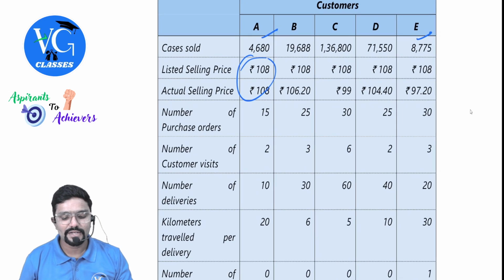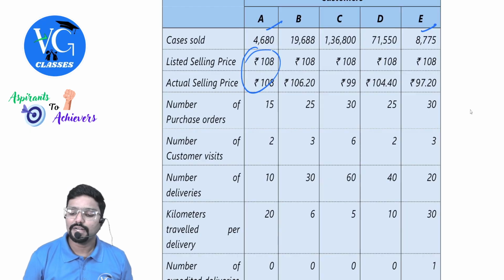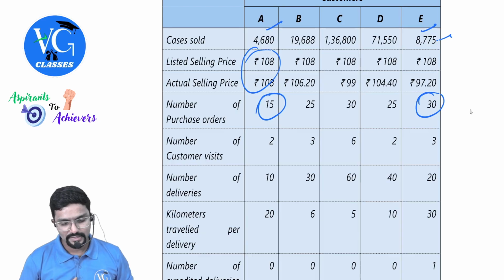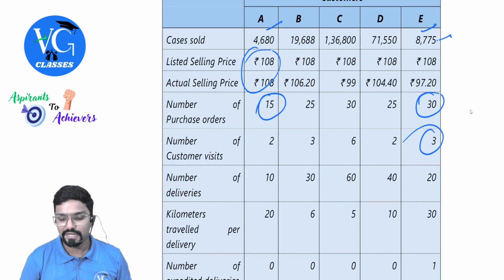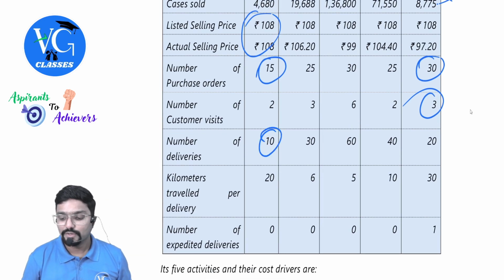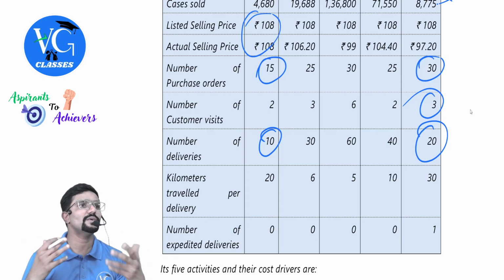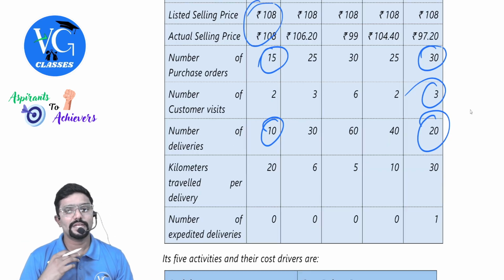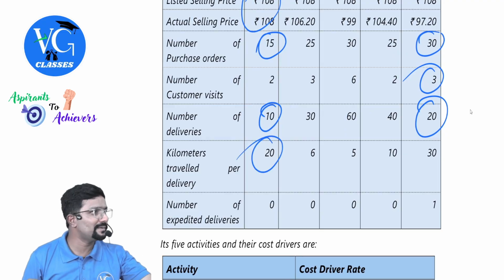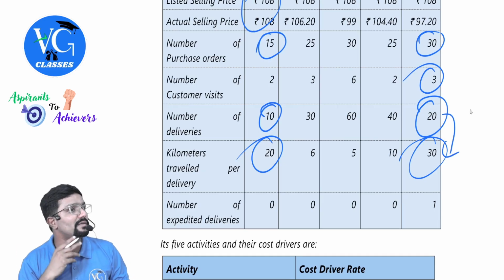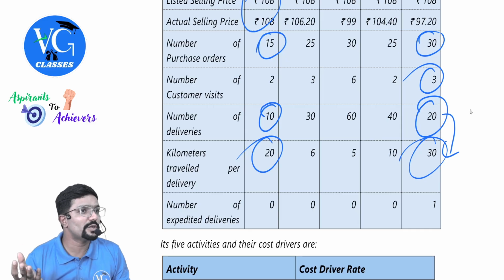And you check the number of orders. For ordering 8,775, how many orders is he placing? 30 times, whereas this guy only 15 times. Then number of customer visits, here for him 3 times, whereas for A only 2 times. Number of deliveries, 10 times for A, and for E it is 20 times. Obviously, delivery will include cost. Higher the number, higher would be the delivery cost. Then kilometers traveled also. This guy is only 20 kilometers away, whereas this guy is 30 kilometers away and is asking for 20 deliveries. Obviously, my delivery cost will shoot up because of this.